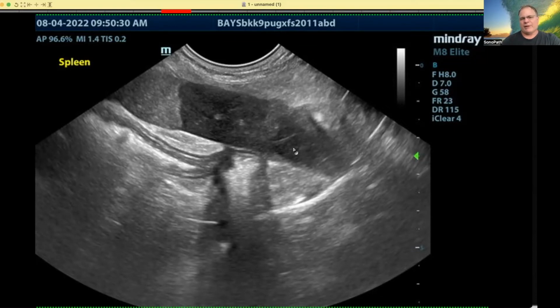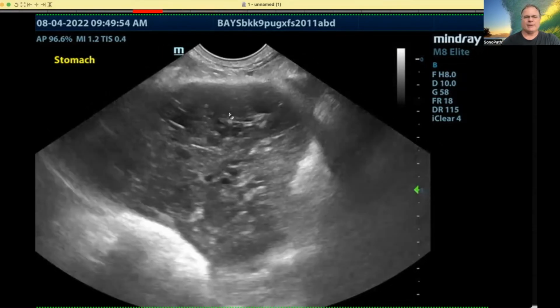Big splenic infarct here. We know that's bad. You can see this normal tissue to abnormal tissue. You put power Doppler over this and you won't get any flow. And it could have neoplasia underneath it. Always want to put a needle in it.